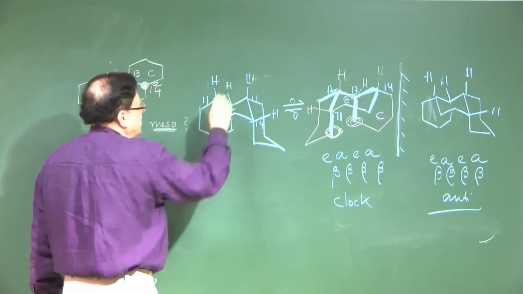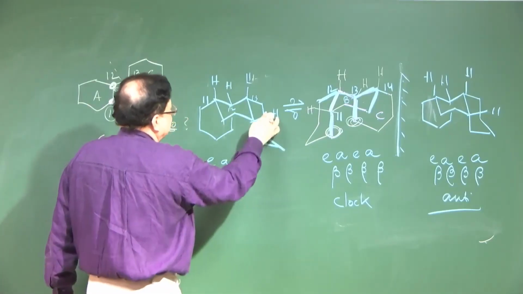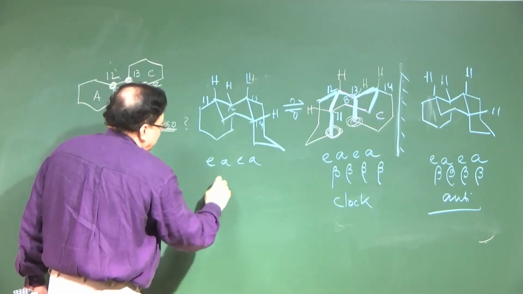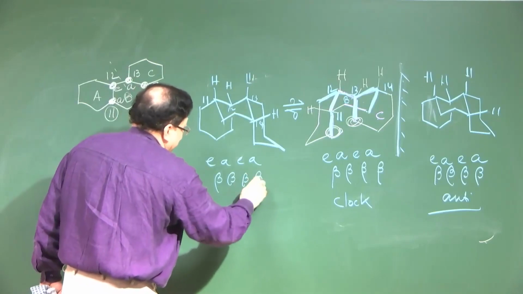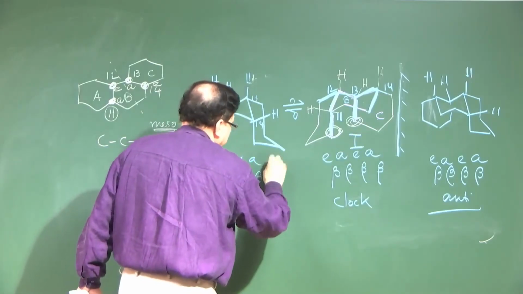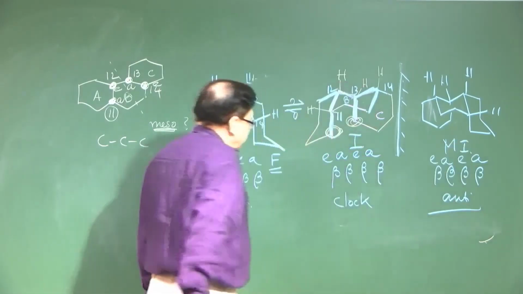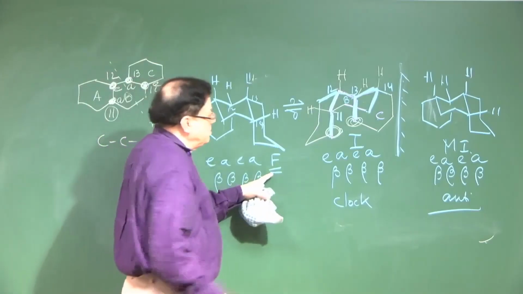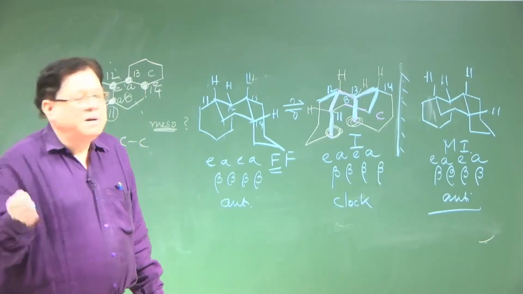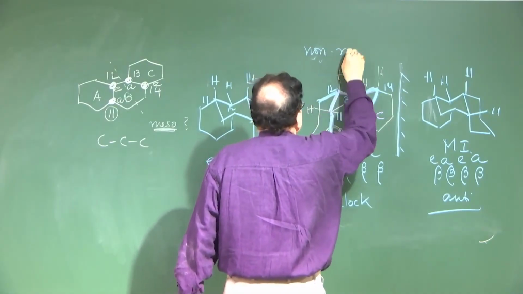Now, if you adopt the mnemonic again, then what will happen? You stick to that equatorial, axial, equatorial, axial, equatorial, axial, equatorial, axial, and then all are beta, and then the direction is anti. So, this is your original one, this is your flipped form, flip, and this is your mirror image. Okay. So, what happens? The flipped form FF becomes equal to MI, that means the flipped form becomes equal to the mirror image. So, that means that it exists as a non-resolvable dl pair. Okay.